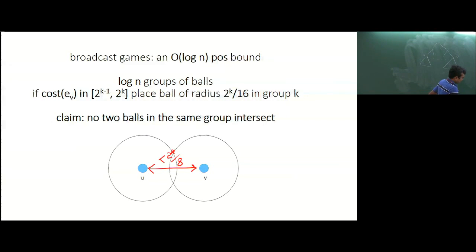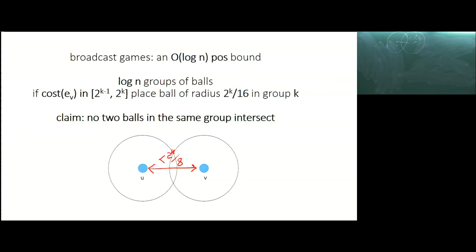Okay. So now in this state, if I have this property that there are no group moves, then I claim that these balls do not intersect. Suppose they do. So I have some vertex u and some vertex v, and they have drawn balls around themselves, and these balls actually intersect. So what does that mean? Firstly, let's say both u and v are in the kth group. So these balls are of radius 2 raised to k over 16, which means that the distance between u and v is actually less than 2 raised to k over 8.